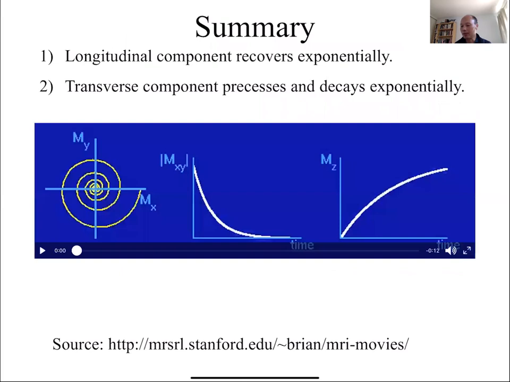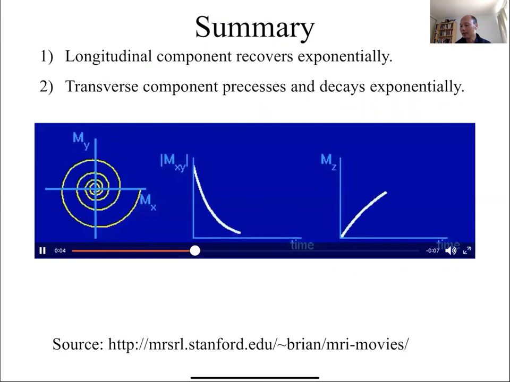And you'll notice here I've got the M sub XY. It typically decays much faster than the M sub Z returns, because remember T2 is less than T1. So if I play this movie again, notice how the M sub XY component decays very quickly and it's almost zero while the M sub Z is still growing back.